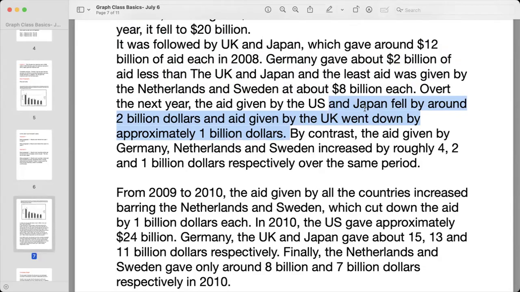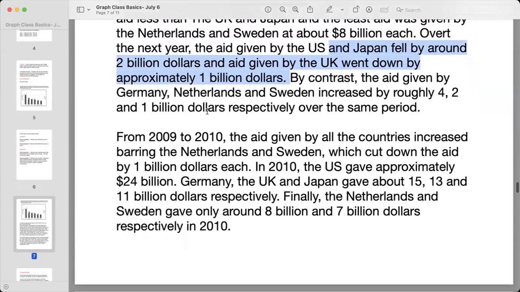So I've talked about what happened over the next year in the case of the US and Japan, and then the UK. And then I've said what happened in the other three countries. So I'm done with the first paragraph. I've mentioned what happened from 2008 to 2009. I've given the data for 2008, and I've mentioned the trends till 2009. Now, in the second body paragraph, I'm mentioning what happened from 2009 to 2010.